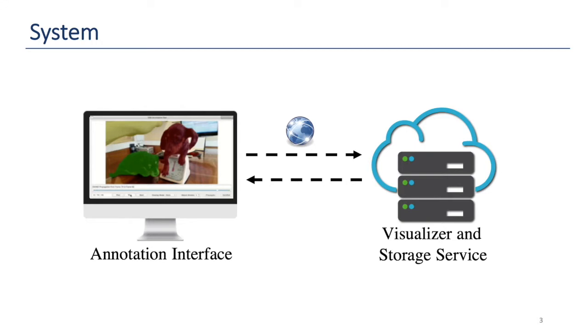So our system consists of two main components. The annotation interface is used to draw scribbles around the objects, to review the result and make corrections if necessary. This interface is connected to a remote server, where the videos and annotated results are stored. We also have the web visualizer so that a user can review the segmentation result.